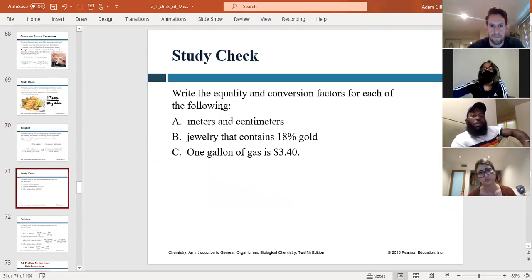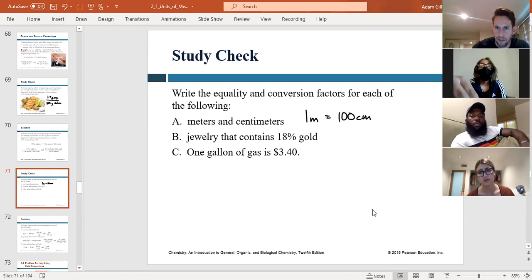Okay. So write the equality and conversion factors for the following: meters and centimeters. What's the equality there? 1 meter is how many centimeters? 100. So if you wanted to write that as fractions, you could write it one way or the other.